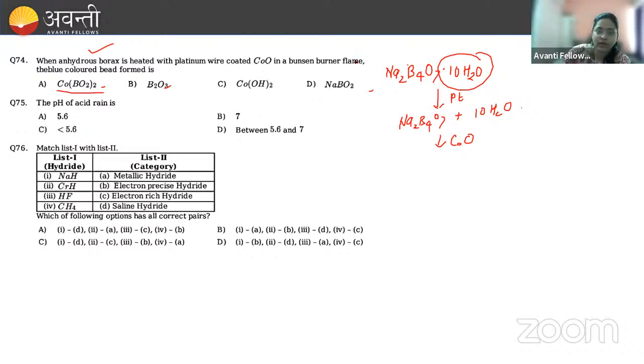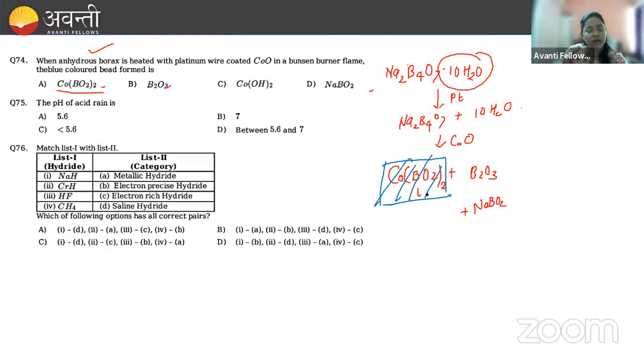So here what we are going to get is Co(BO2)2 plus B2O3 plus NaBO2. These are our products and this will give us the blue color. This is going to give us the blue bead. So that is our correct answer, option A.